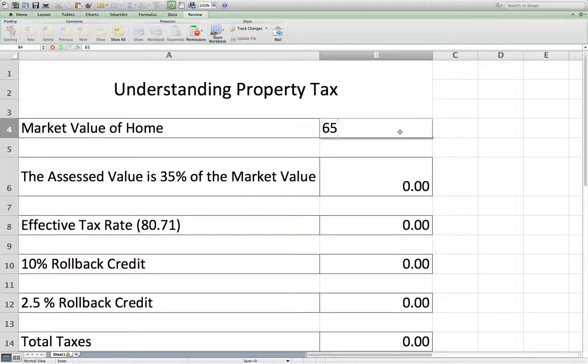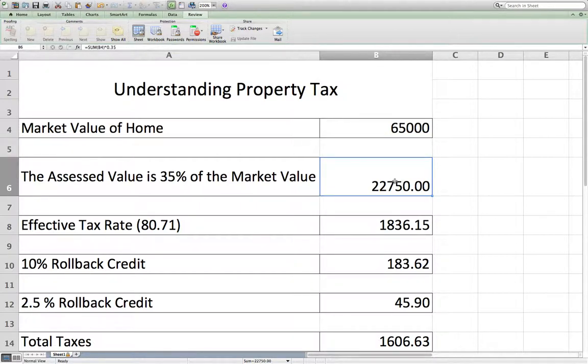So let's put in a property value. Let's say our house is valued at $65,000. We put that in, and you'll see that this calculates how much taxes we would pay. Again, this box is the assessed value, or 35% of the market value. So we're actually at $22,750.